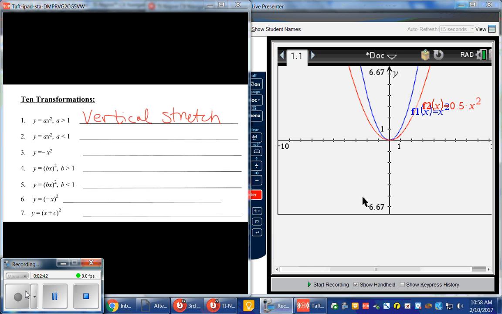So what happened this time? It got wider. So again, think of that marshmallow. If I have a marshmallow and I hold it in my hand and I push on the top, what's going to happen to it? It's going to squeeze out of the sides, right? It's going to get wider. So we're going to call this a vertical compression.